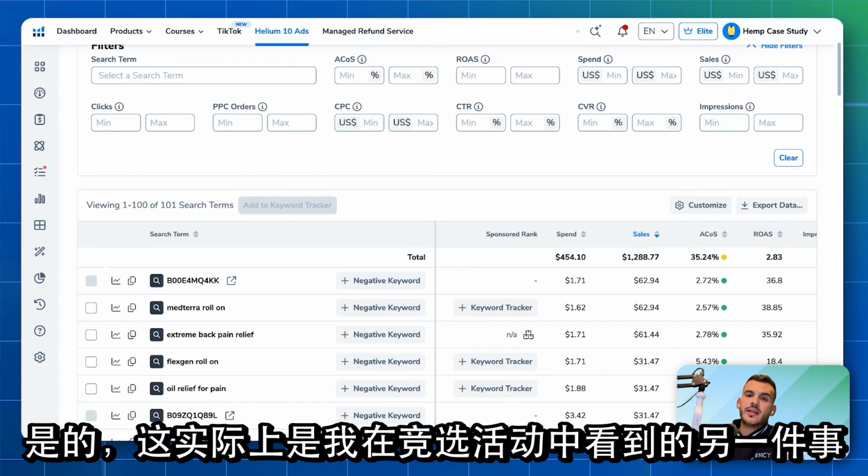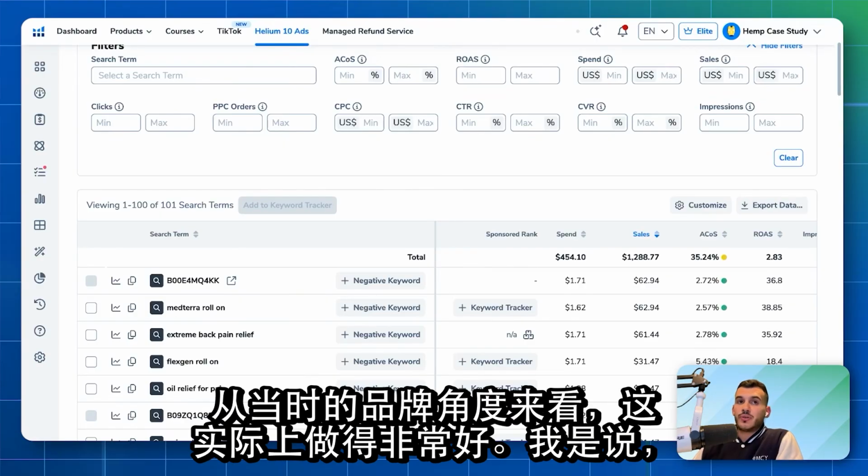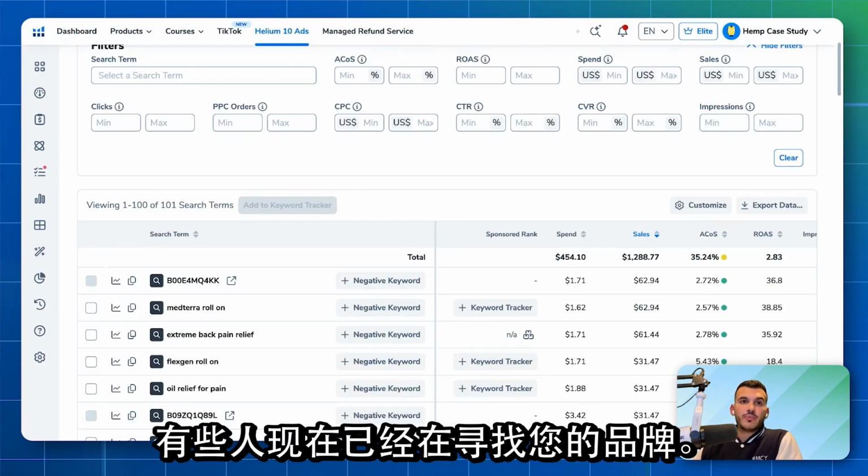Yeah, that's actually another thing I saw across the account. On the broad, phrase, and auto campaigns, you're having some of the generic keywords coming up from a search term perspective with your branded term, which is actually very good. That means some people are now already looking for your brand.